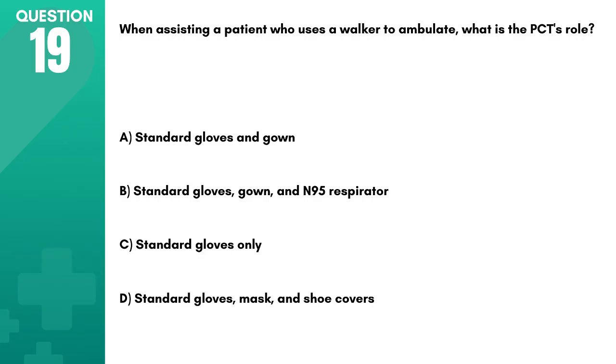Question 19. When assisting a patient who uses a walker to ambulate, what is the PCT's role? A. Walk ahead of the patient to clear the path. B. Stand behind the patient, ready to assist if they start to fall. C. Hold onto the walker firmly to guide the patient. D. Walk beside the patient without physical contact.